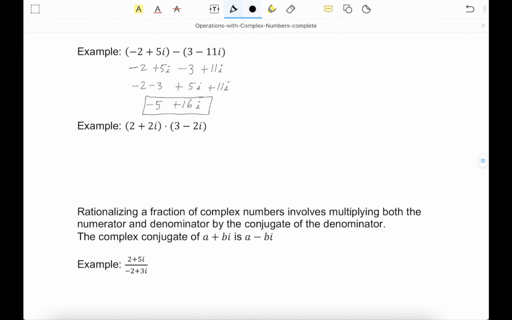Multiplication is a little trickier. For this one, we have to FOIL. So I'll multiply 2 times 3. That gives me 6. 2 times negative 2i gives me negative 4i. 2i times 3 gives me positive 6i. And then 2i times negative 2i gives me negative 4i squared.